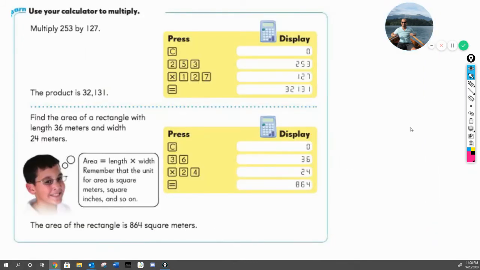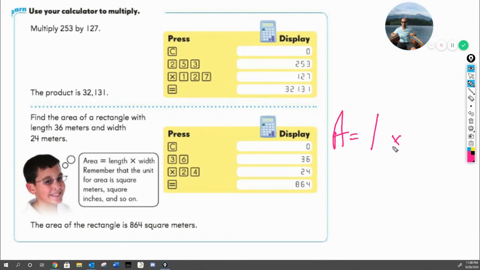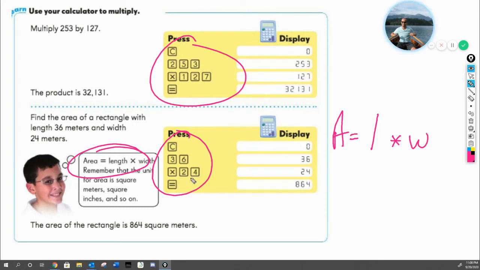Finally, you can use your calculators to multiply. Both a straight up multiplication problem here where you're doing 253 times 127, or using the formula for area, which some of you might know, some of you might not, where area equals the length times the width, as he so calmly explains right here. So you can do 36 times 24 on your calculator, and you can do 253 times 127 on a calculator and solve both of those.